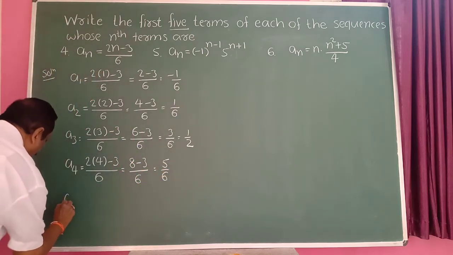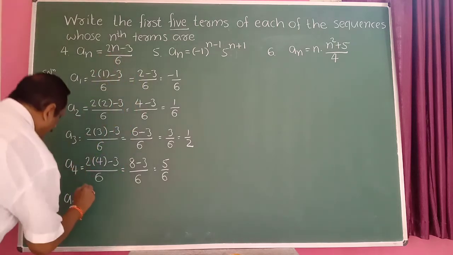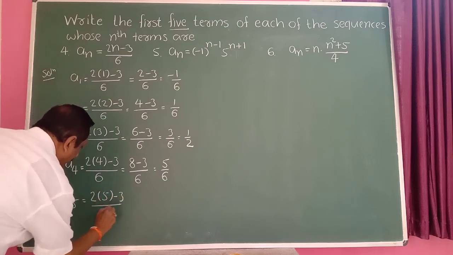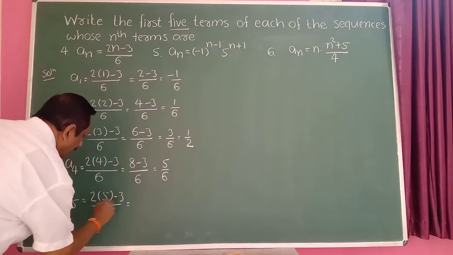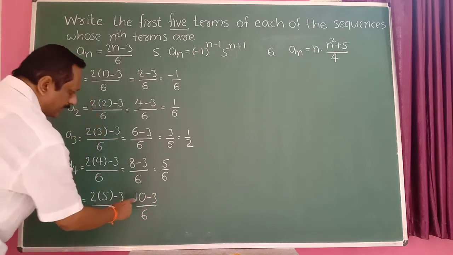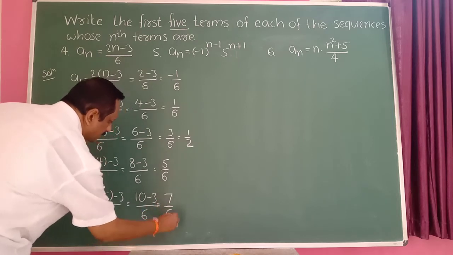Then a5, put n is equal to 5 here. So (2 into 5 minus 3) divided by 6. Then 5 2s are 10, minus 3 by 6. 10 minus 3 becomes 7. So 7 divided by 6.